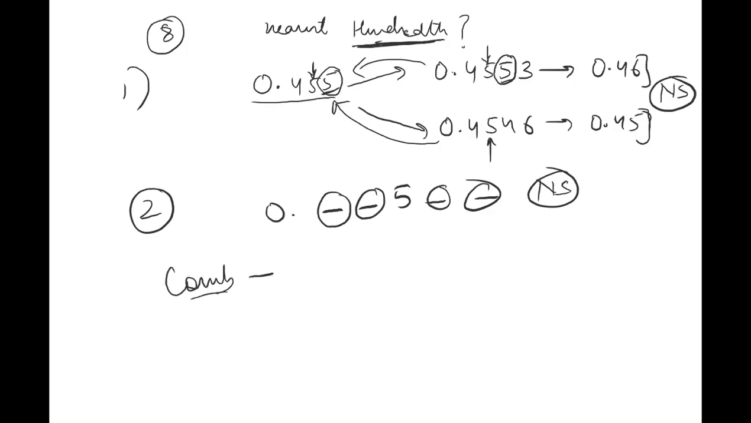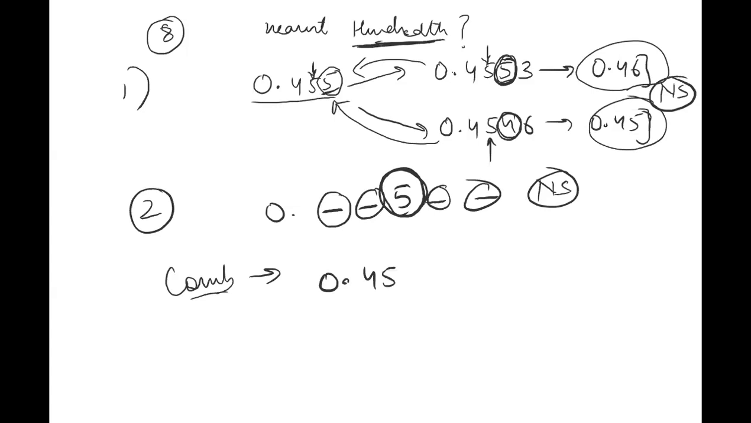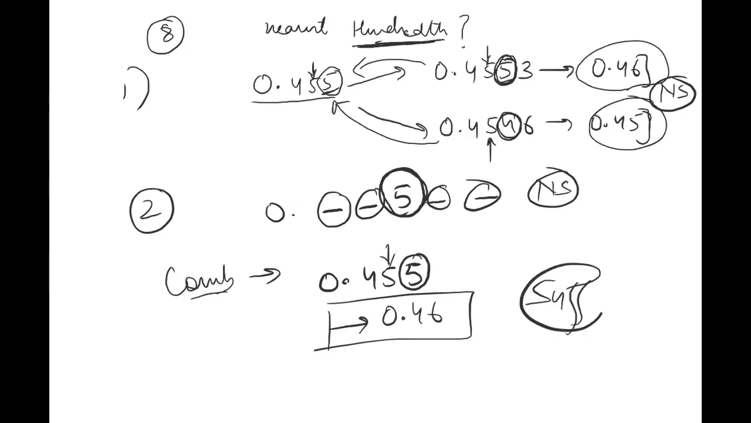Combine the two. The only problem in the first statement was whether the thousandth digit is 5 or 4. That is taken care of by the second statement. So the thousandth digit is actually 5 in the actual number also. So when we round it off, it becomes 0.46. So C is your answer. Is that okay?